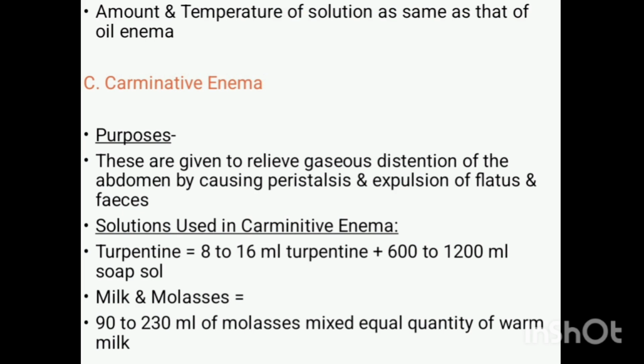C. Carminative enema. Purposes: these are given to relieve gaseous distension of the abdomen by causing peristalsis and expulsion of flatus and feces. Solutions used in carminative enema: turpentine, 8 to 16 milliliters turpentine plus 600 to 1200 milliliters soap solution; milk and molasses, 90 to 230 milliliters of molasses mixed with equal quantity of warm milk.